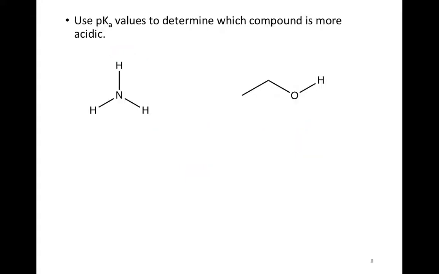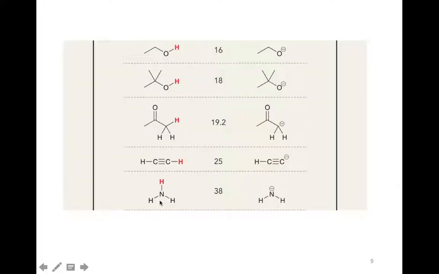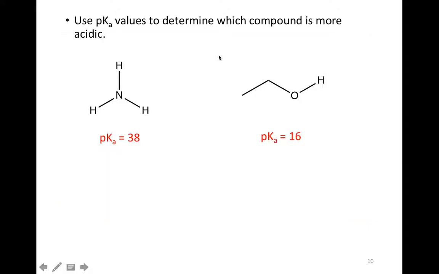So if we look at a couple examples, if we were to use pKa values to determine which compound is more acidic, so I've got ammonia and ethanol, and so I would go to the table and look up the pKa values for each one. So I have ammonia, its pKa is 38. I have ethanol, its pKa is 16. A lower pKa value means it's going to be more acidic.